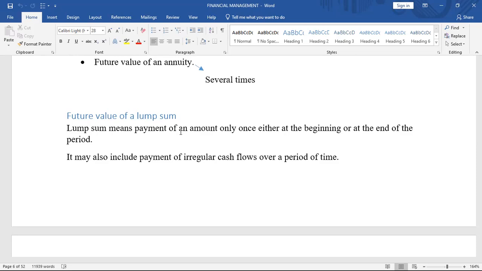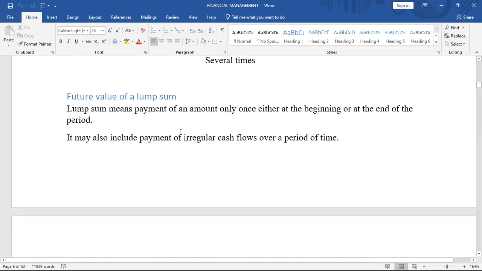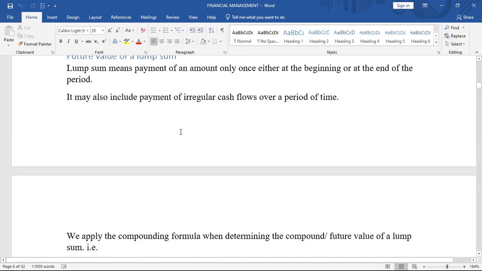So that is why we are saying it may also include payment of irregular cash flows over a period of time. When we discuss irregular cash flows, these are cash flows which are not the same. An example might be, for instance, in year 1 of my project I received 150,000, year 2 I received 155,000, year 3 we received 160,000, year 4 we received 120,000. When you look at those figures, that is what we discuss as irregular cash flows, and it might have a period of time included in it.